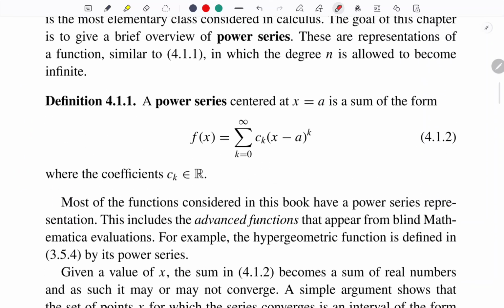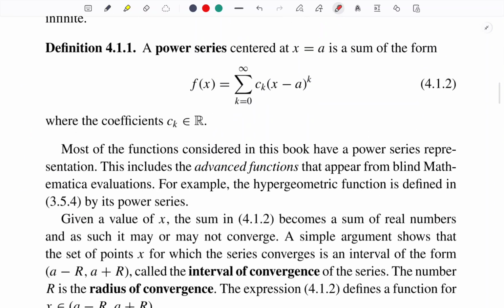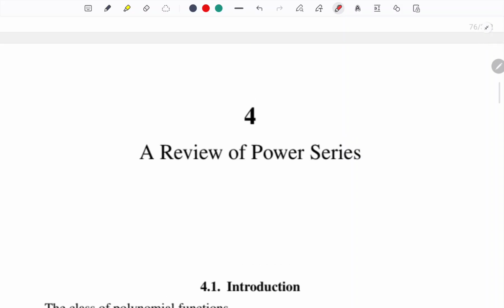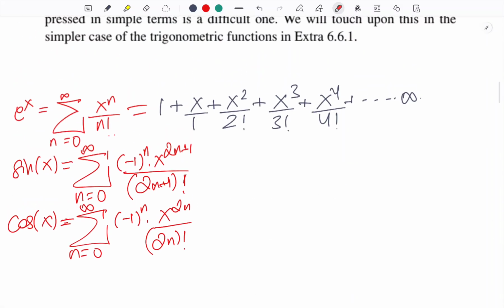That's why this book says that most of the functions considered in this book have a power series representation. This includes the advanced functions that appear from blind Mathematica evaluations. For example, the hypergeometric function is defined by power series. Do you know what a hypergeometric function is? If you don't know, let me just tell you right over here.